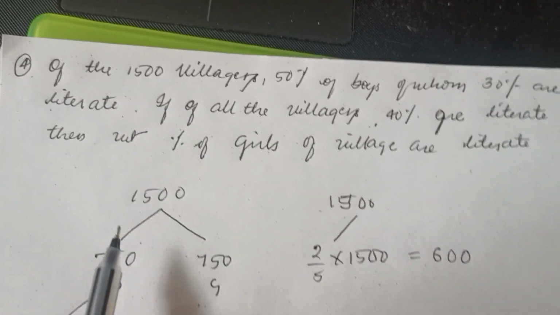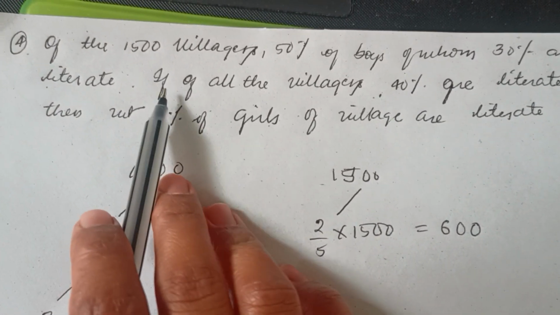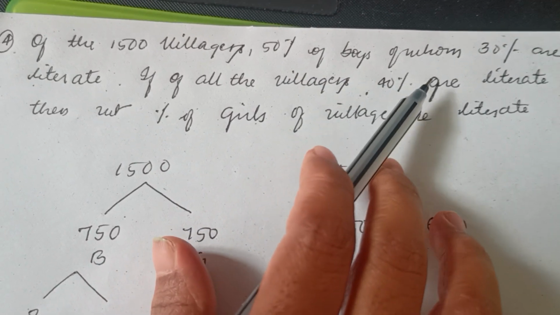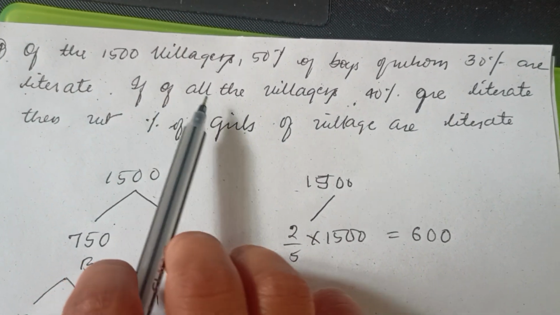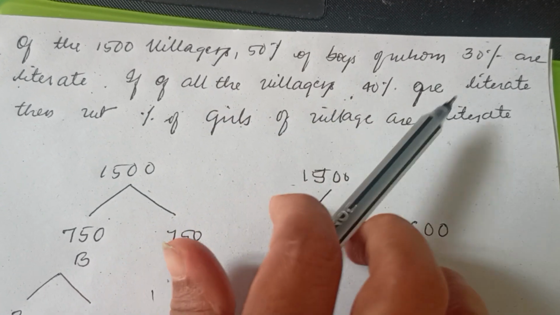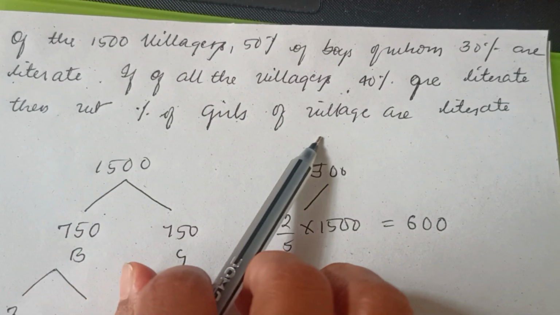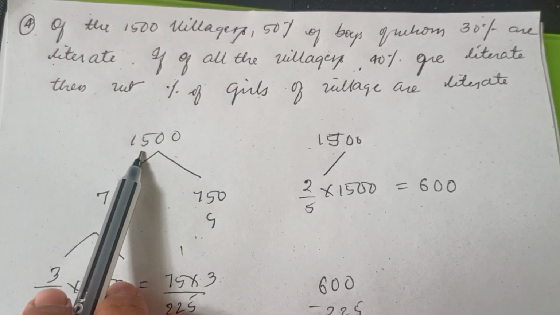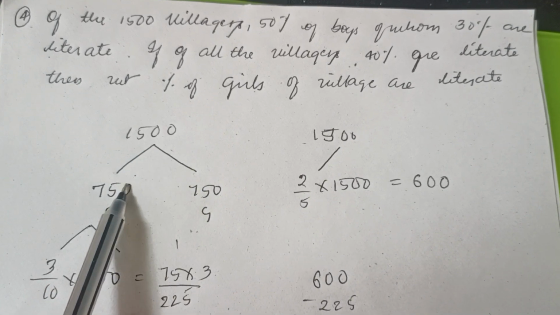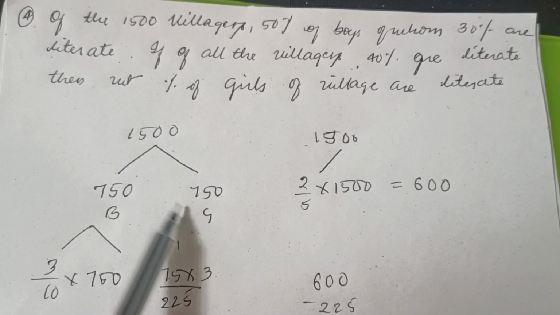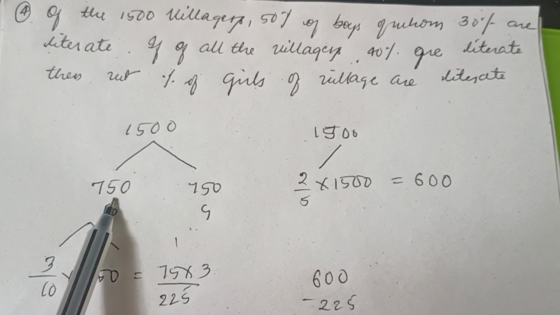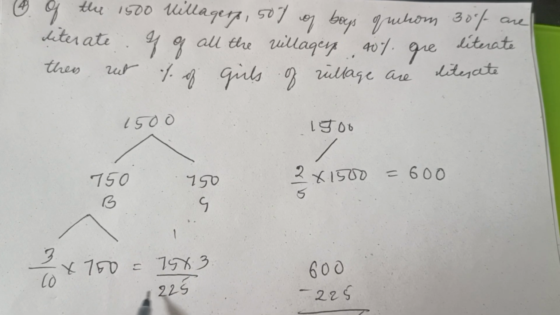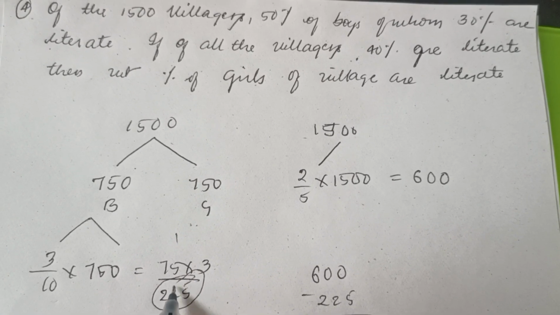So next question. Of the 1500 villagers, 50% are boys, out of which 30% are literate. If of all the villagers 40% are literate, then what percentage of the girls of the villagers are literate? Okay, so here they have given that a total of 1500 members are there in the village. In that, 50% are boys and the remaining are girls. If I divide it by 2, I will get 750. In that, 30% are literate, meaning 225 members among the boys are literate.